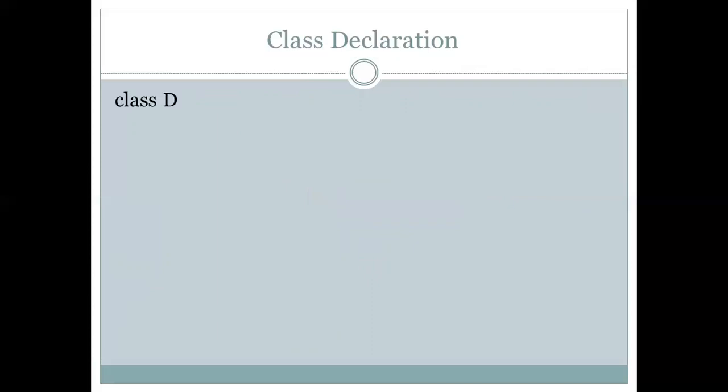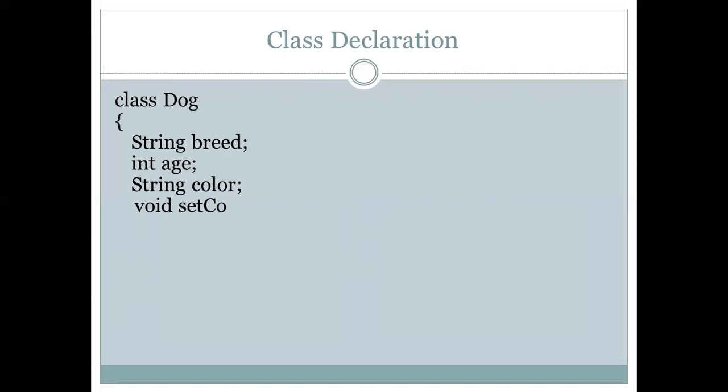How to define a class? You have to use the keyword class followed by the name of the class. For example, I want to define a class called dog. What are the different properties or variables that I can give for a dog? A dog has a breed, an age, a color. All these I will call the variables. Let me now assign a color to the dog. So I use a method called set color, and then I give some color to the dog.